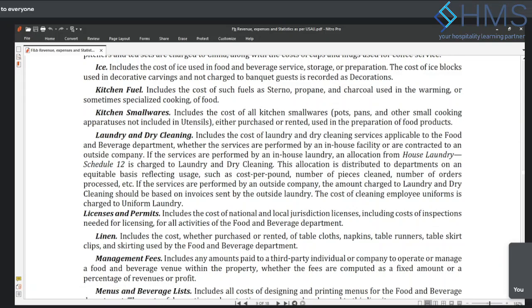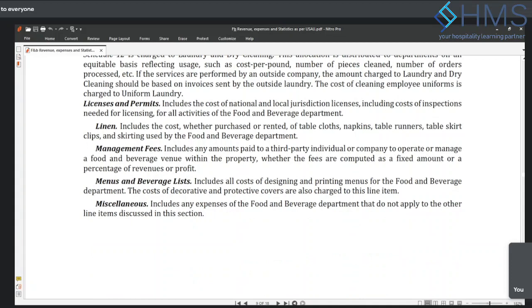And then you have laundry cleaning, which we have already discussed at other times. And you have menu and beverage list. So designing and printing of menu is here, and also the decorative and protective covers are put into the menu and beverage list.